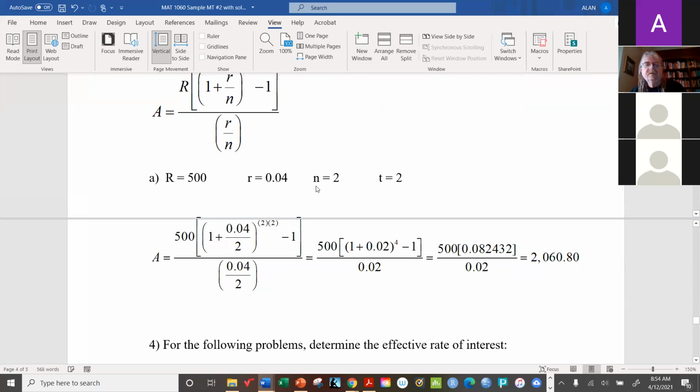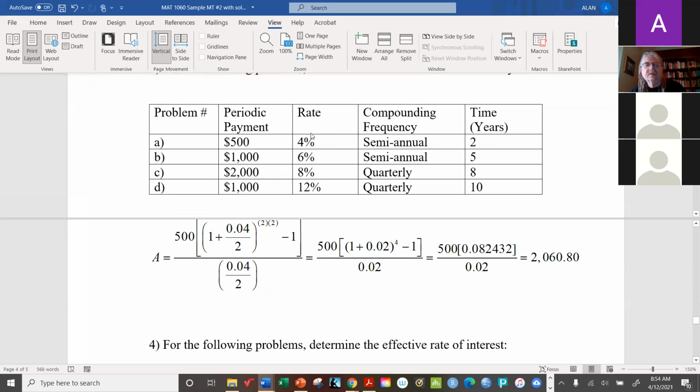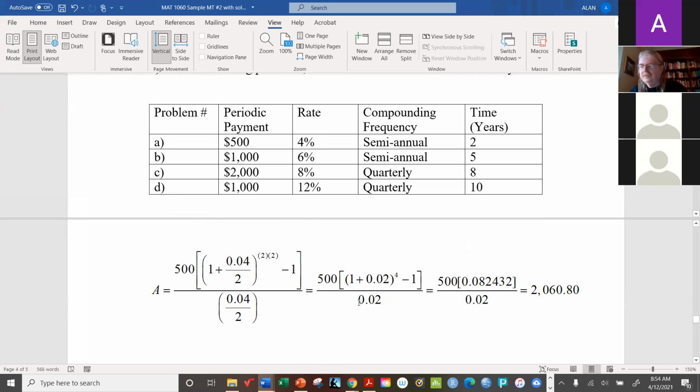All right, so now let me just split up the screen so we can see the table. Yes, so that's your final result.